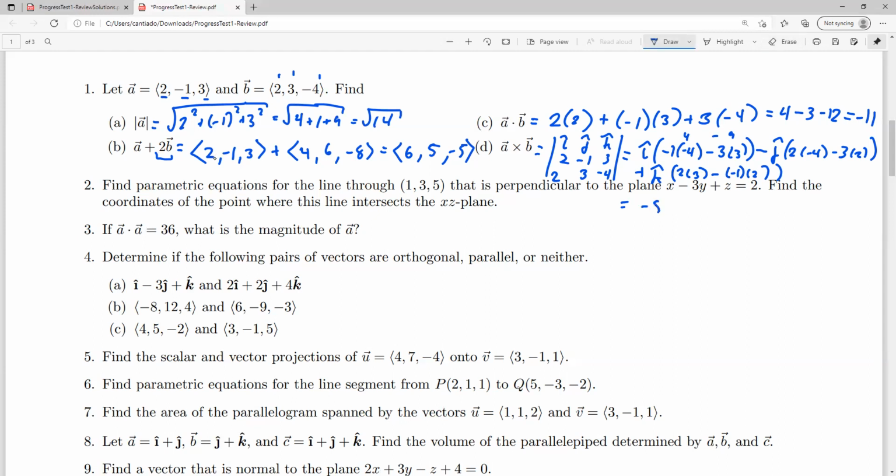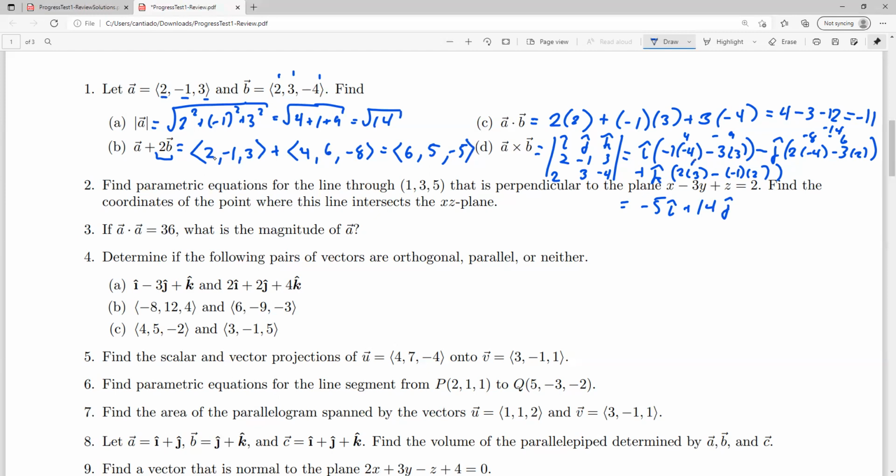We got -5 i hat. And then we got the minus j hat, and then all this stuff. So let's first simplify in the parentheses. 2 times -4 is -8, minus 6, so that'll be -14. So this will be -j times -14. So the negatives multiply, so it'll become +14j hat.